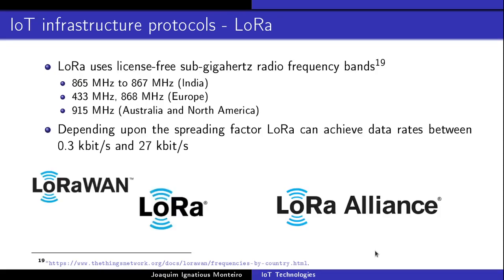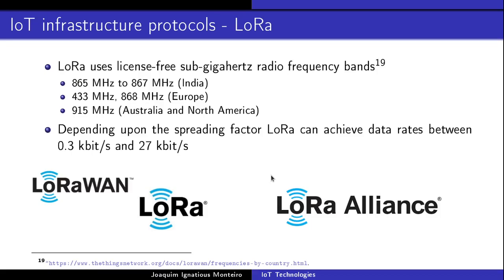So there are two things: LoRaWAN and LoRa. LoRa is a proprietary physical layer standard protocol which is owned by Semtech. LoRaWAN is an open source standard. LoRaWAN has been, to an extent, standardized by a group called the LoRa Alliance.